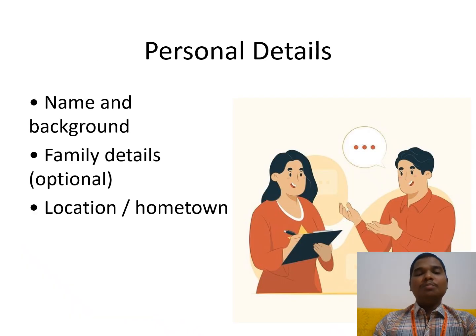Next, we'll go through personal details. Let us look at personal details. When introducing ourselves, we usually begin with our name and a little background. Sometimes we may include family details, but only if necessary or asked. We can also mention our hometown or the place we belong to. These details help us and help other people get a clear picture of who we are and what our identity is.